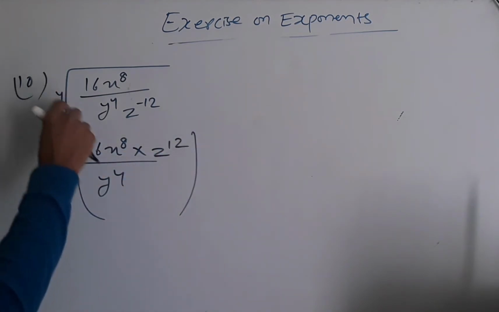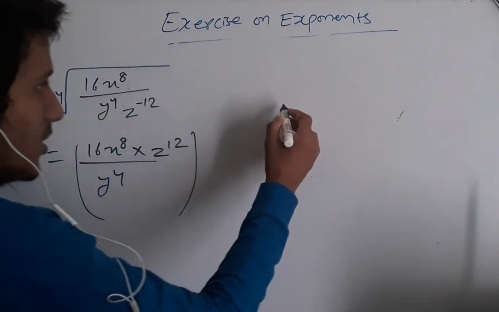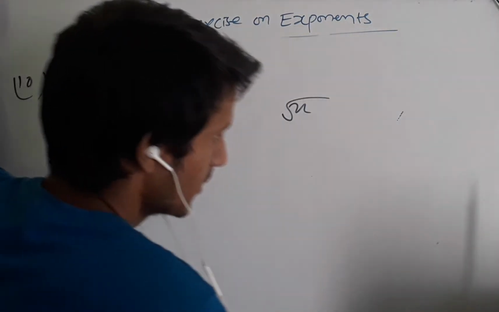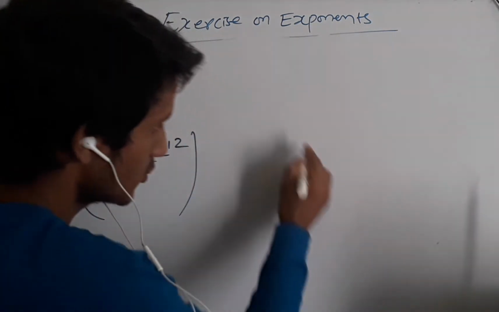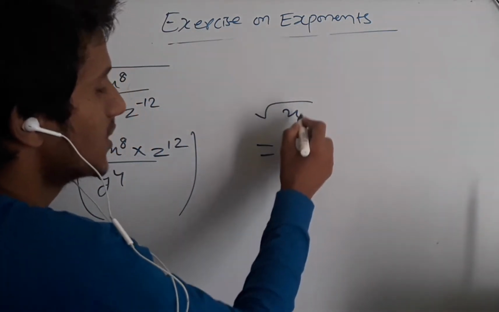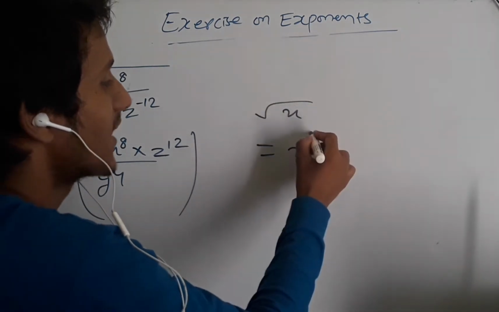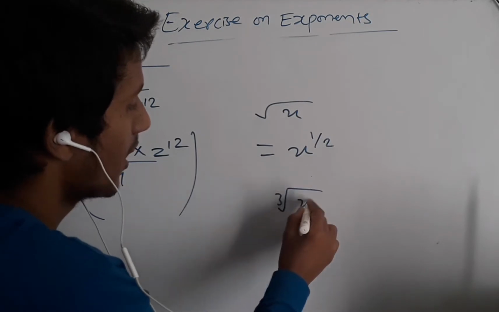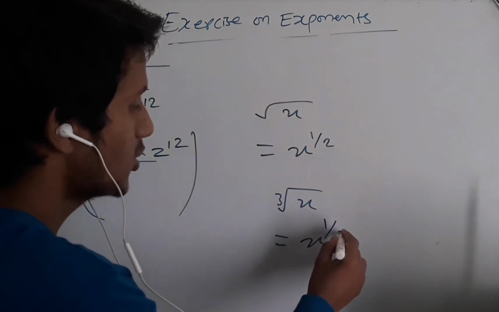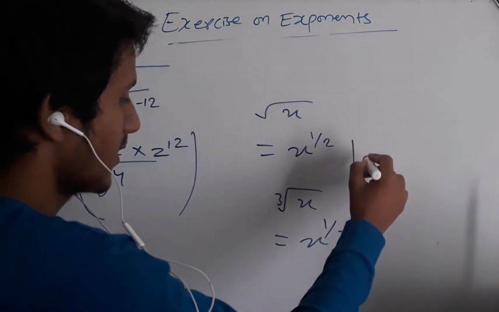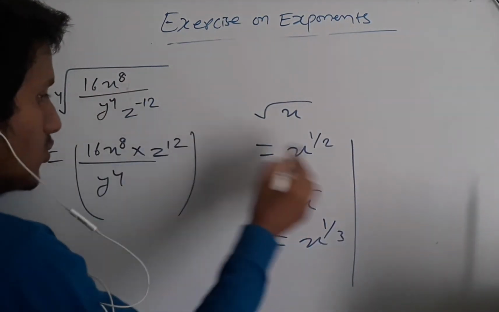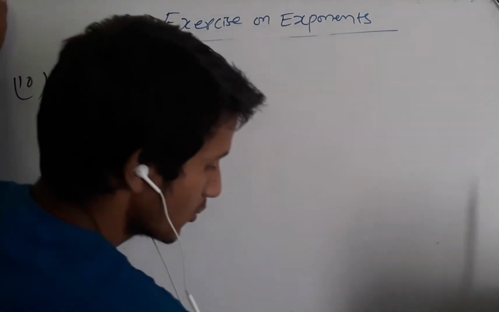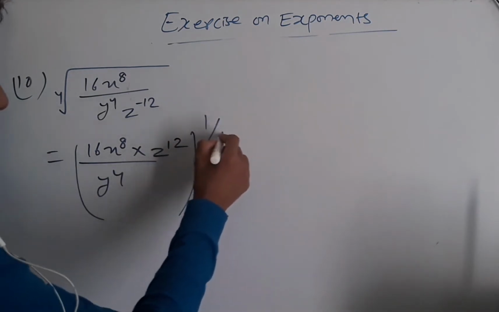Whenever you have the second root or the square root of x, when you have this in exponent form, you can write it as x to the power 1/2. When you have the third root of x, this can be written as x to the power 1/3. When you have the 4th root, it's going to be to the power 1/4. So 4th root means the power 1/4.